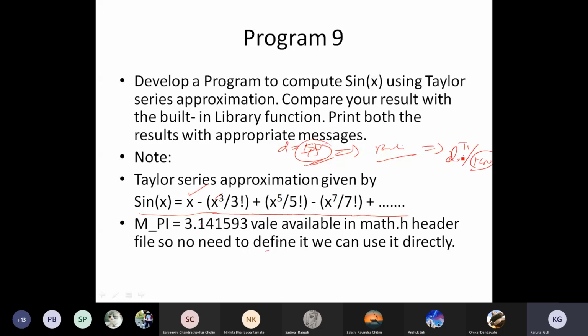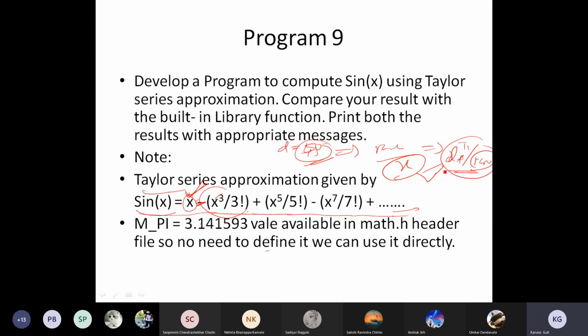Whatever value I am having for d, and whatever value I am going to get, I call it x. Okay, so this x I'll be taking. Then if I say this is the first term in the sin x Taylor series, the next term is minus x cube divided by 3 factorial. The next term is plus x raised to 5 divided by 5 factorial. The next term is minus x raised to 7 divided by 7 factorial, and so on. Right, so this is a Taylor series. You go on expanding this, right?